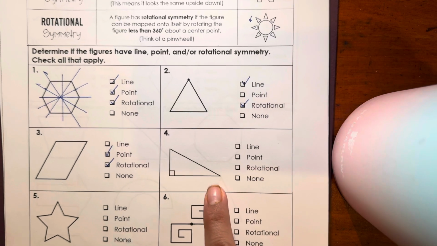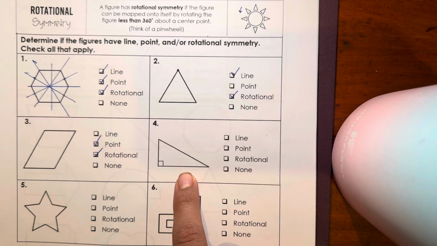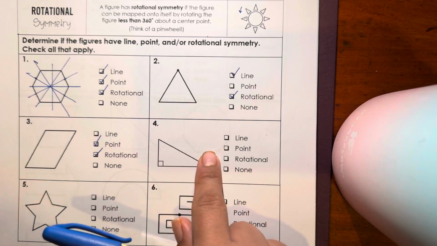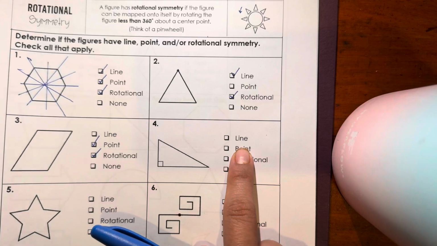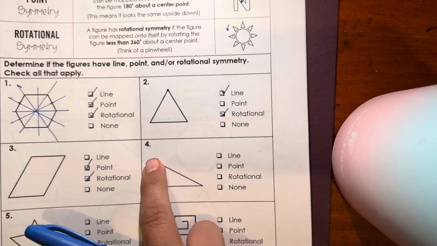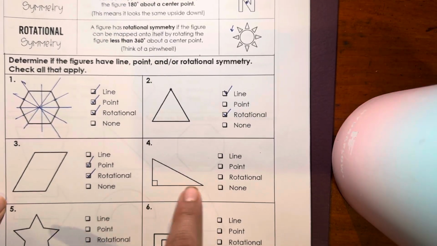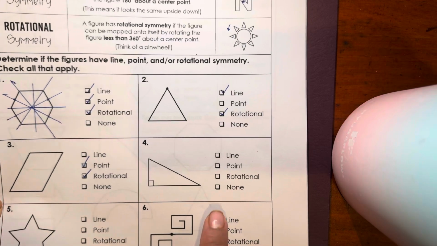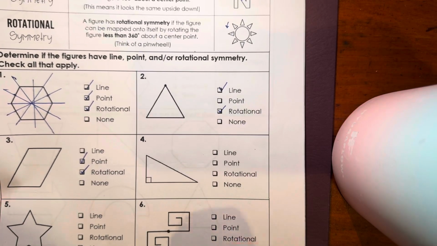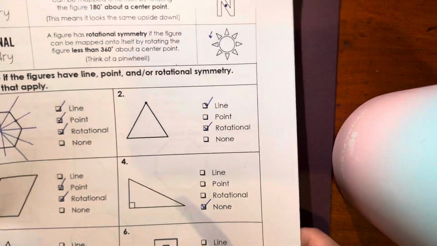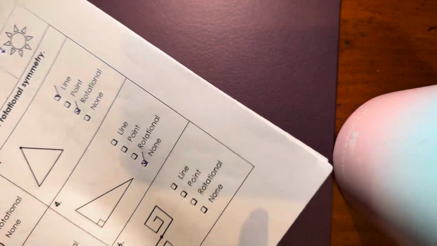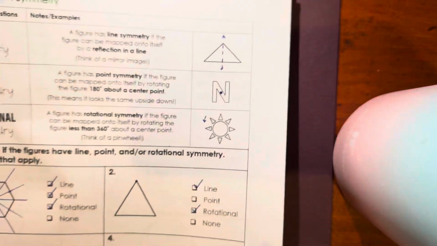This triangle doesn't have any, okay? It doesn't have line symmetry. Point symmetry, 180 degrees, it's not gonna look the same at all, right? This flat side is gonna come to the top, and rotational symmetry, no. I mean, you can start to rotate your paper and see if it lands in a position where it'll look the same.